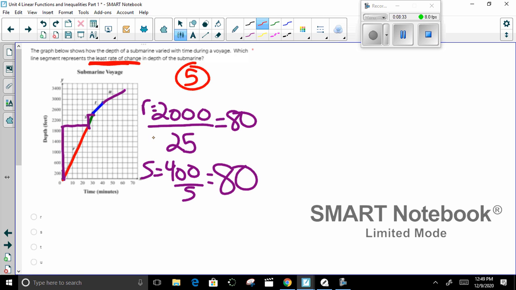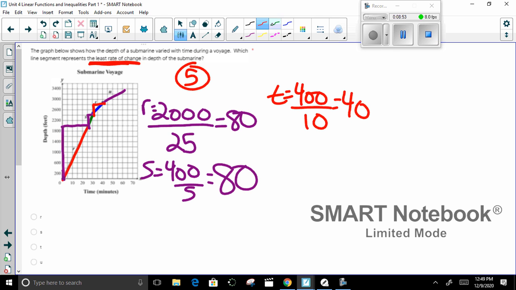T goes up to 400 and it goes over 10. So line T is 400 divided by 10, which is 40.